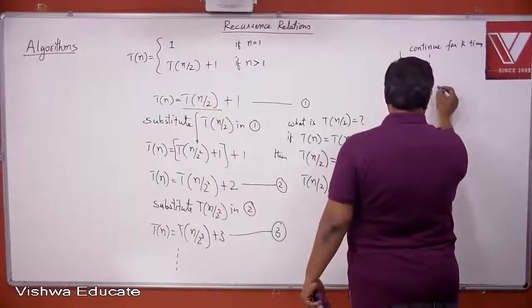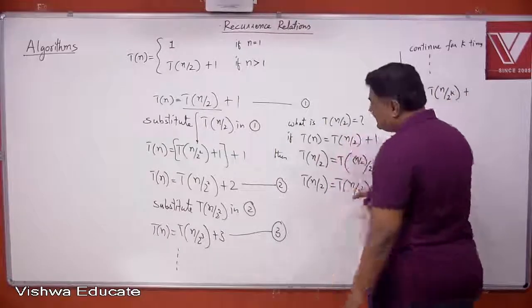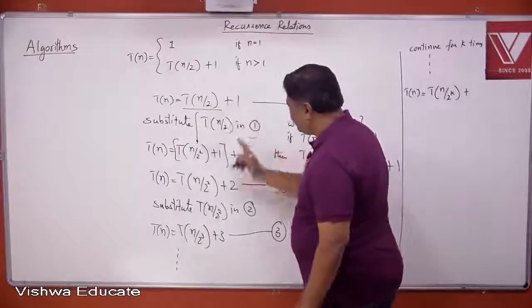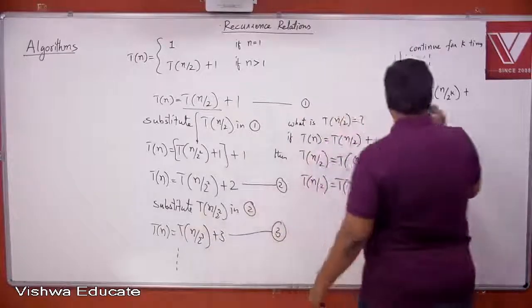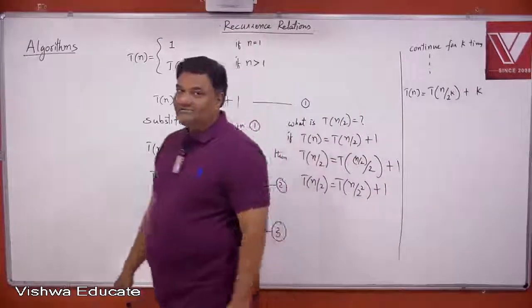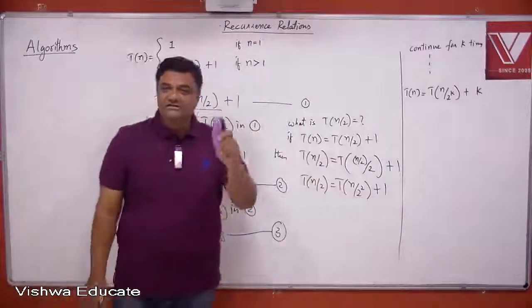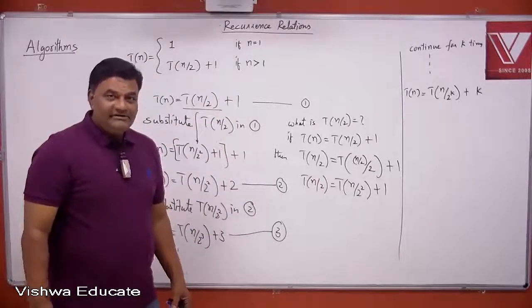Then what it will be? T(n/2 to the power k) plus, see, this was nothing, so we got 1. Then next we got 2 here. Next this is cube, so we got 3 here. So for k, we get k here. So continued for k times. Listen carefully. I'll explain a little bit once again.